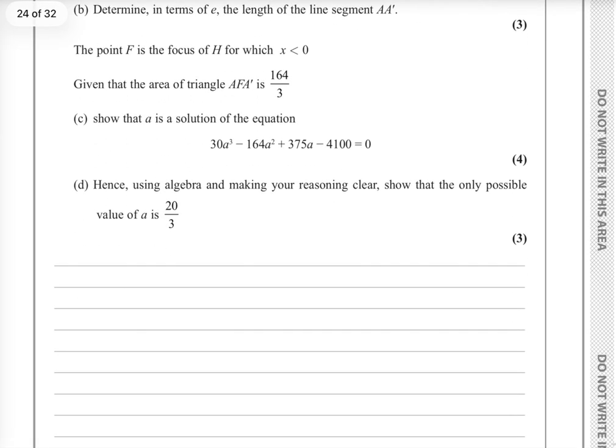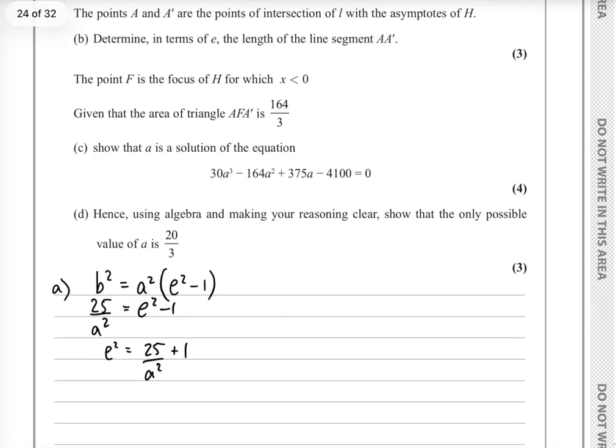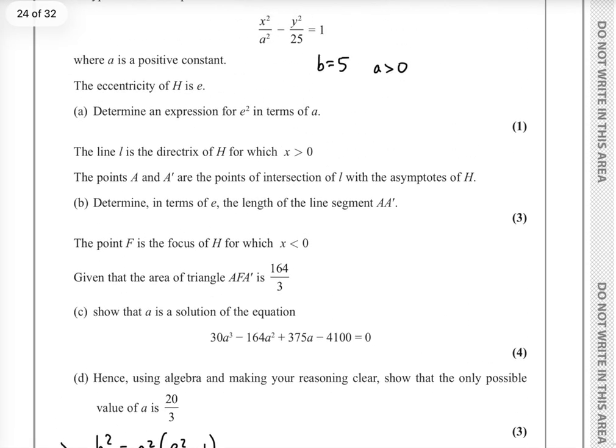If you forget this, it's in the formula booklet, but we've got the connection b squared equals a squared times (e squared minus 1). We know b squared is 25, divide that through by a squared, e squared minus 1, so e squared is equal to 25 over a squared plus 1. That's part A finished. The line L is the directrix of H for which x is greater than 0.